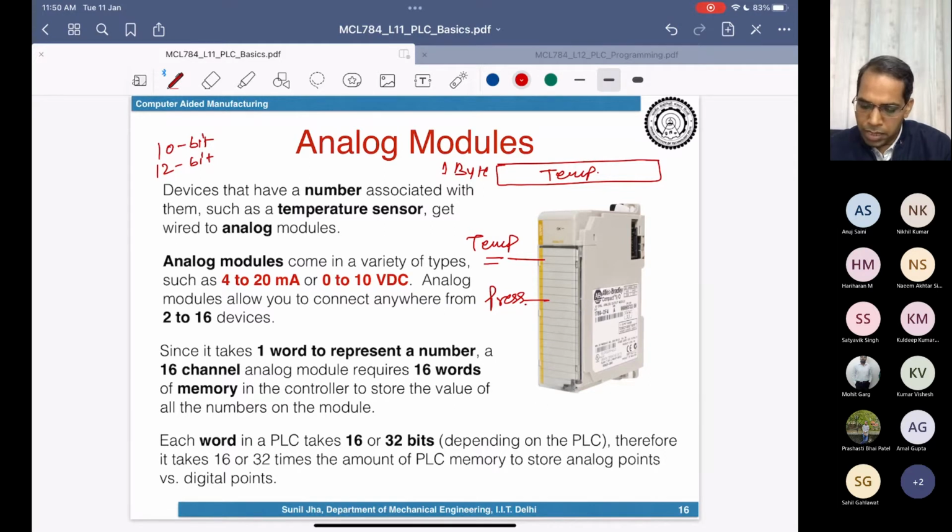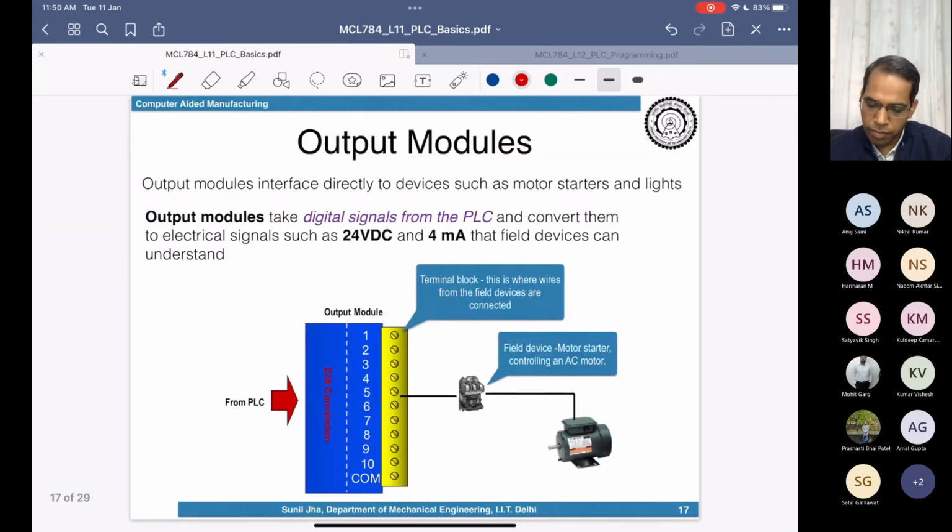And that way the controller will be reading those bits. So one analog input will require either 8-bit, 10-bit or 12-bit. That is one complete word inside the PLC memory, or it will be 1 byte that is being used, depending on the ADC resolution.